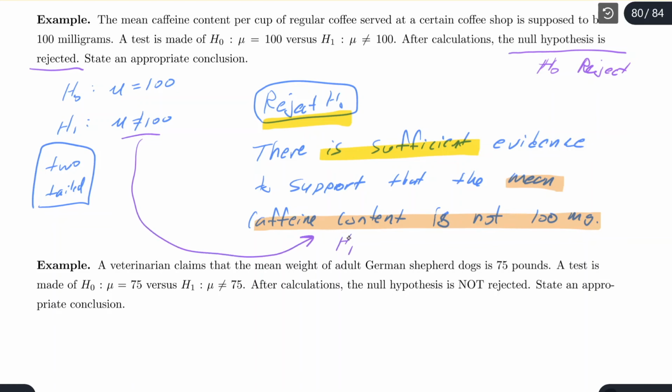Let me emphasize again, we do not say absolutely in these cases because we're dealing with probability. That's what we need to say: there is sufficient evidence, or there's not sufficient evidence. We do not absolutely say that the mean caffeine is not 100 milligrams for sure. Even if you don't add the for sure part, just saying the mean caffeine is not 100 milligrams sounds more absolute than we can figure out. That's why we need to add this: there is sufficient, not sufficient, enough or not enough evidence.